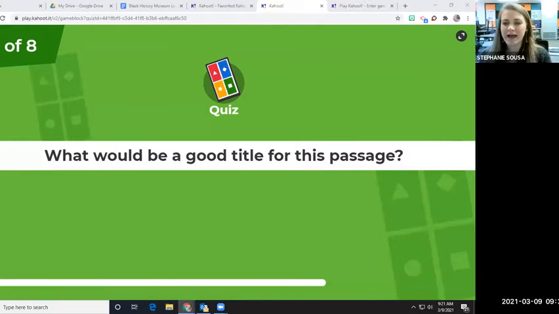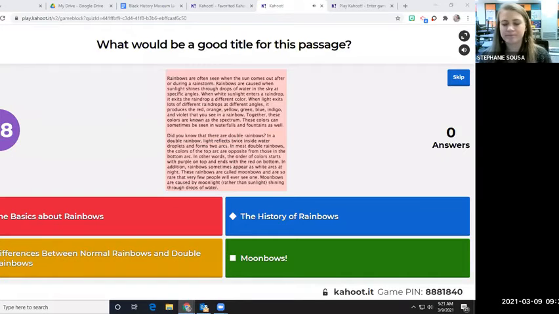What would be a good title for this passage? It's the passage you've read. What would be a good title?